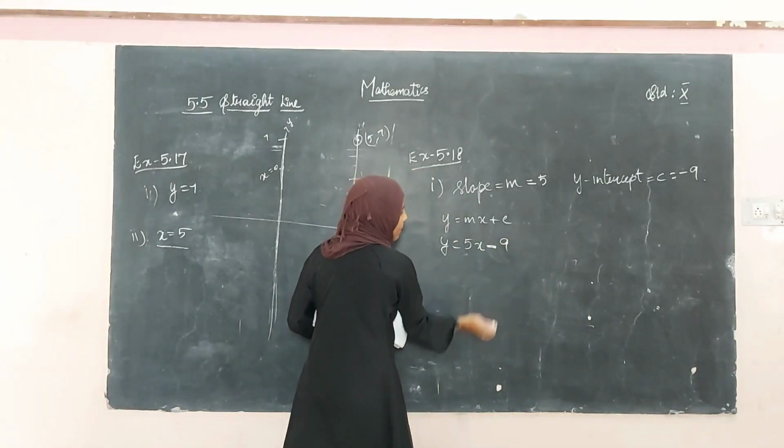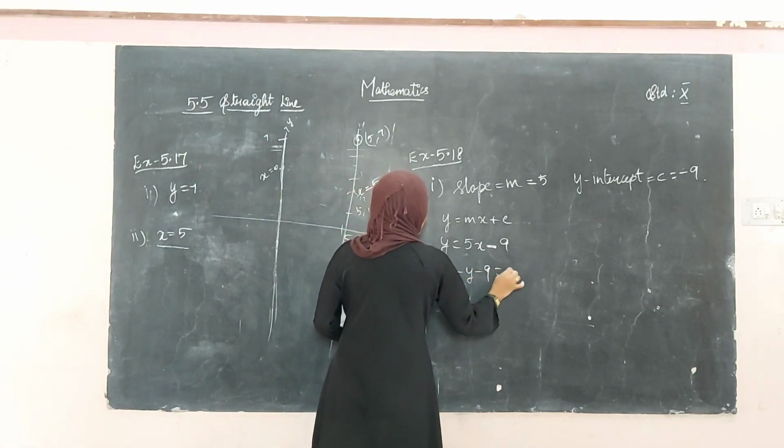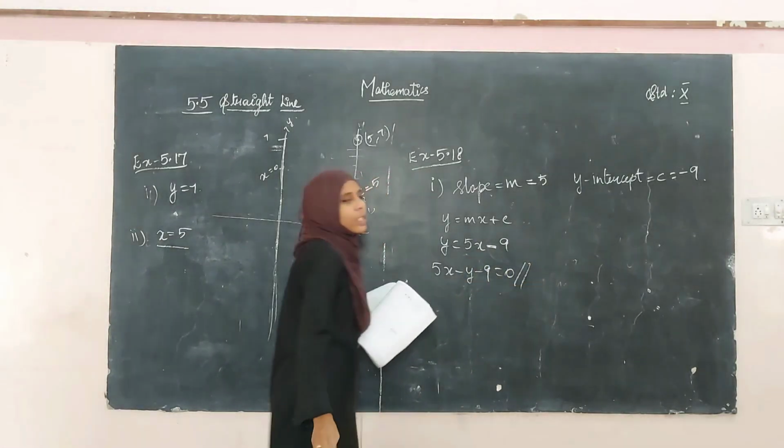So we have to write it in equation type. Okay, so bring this y this side. So what happens? 5x minus y minus 9 equal to 0. This is the required equation of this straight line.